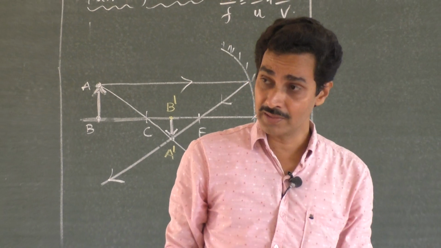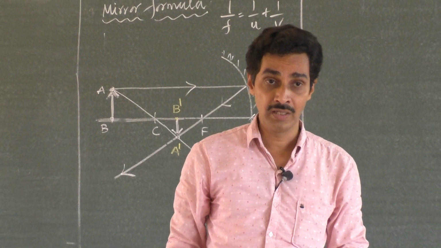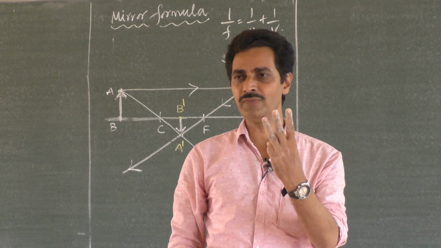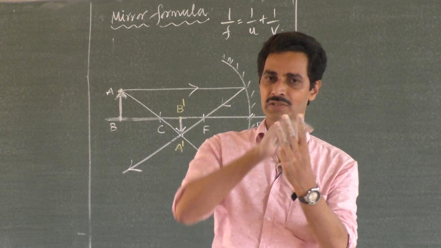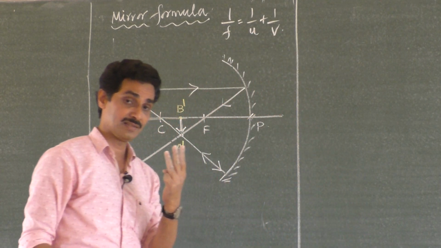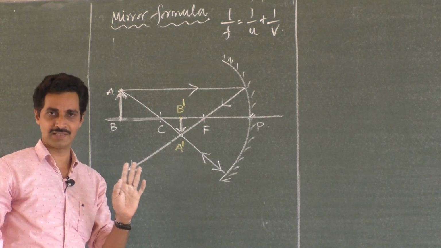So if somebody is talking about their old school, 2 friends are enough. If there are 3 friends, okay, no problem. They will also talk to each other. So let us consider: minimum 2 rays are enough for tracing the image.